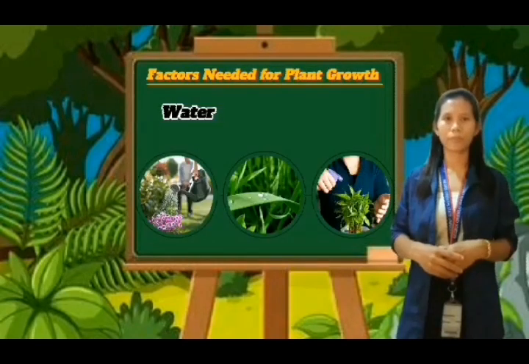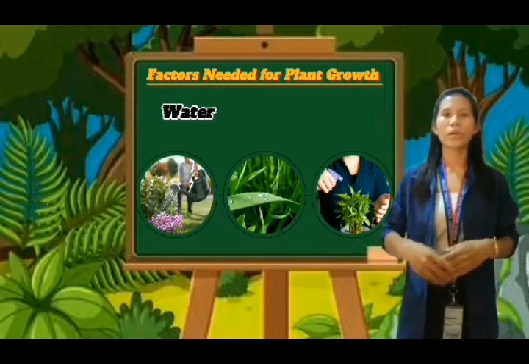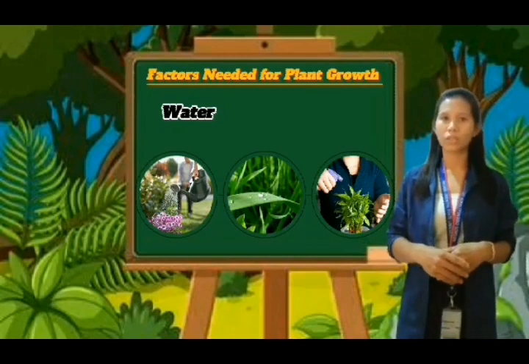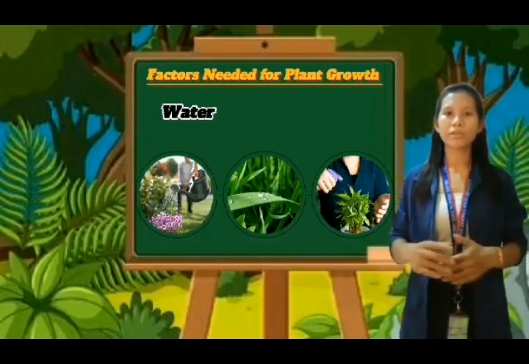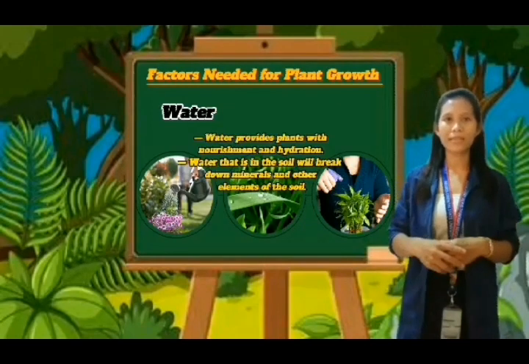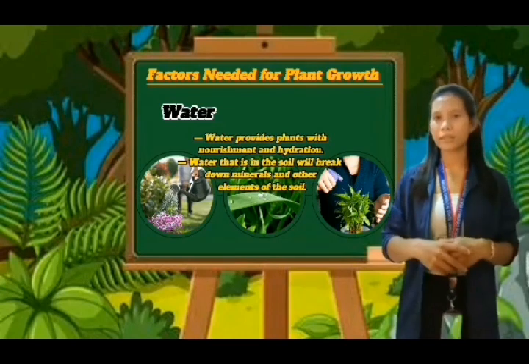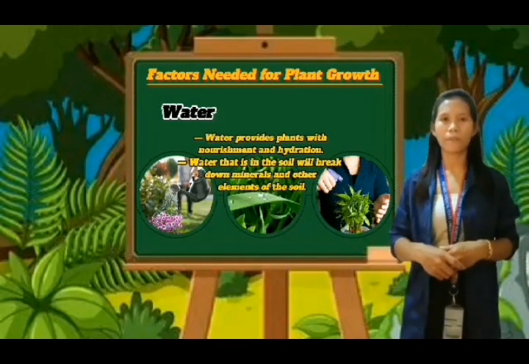Next is water. In order to survive, plants need to have water. Most plants are made up of nearly 90% water. Without appropriate amounts of water, plants will be stressed and eventually die. Water provides plants with nourishment and hydration. Water that is in the soil will break down minerals and other elements of the soil.